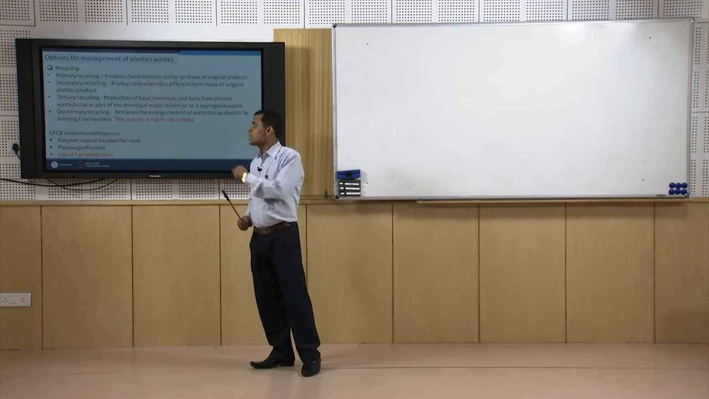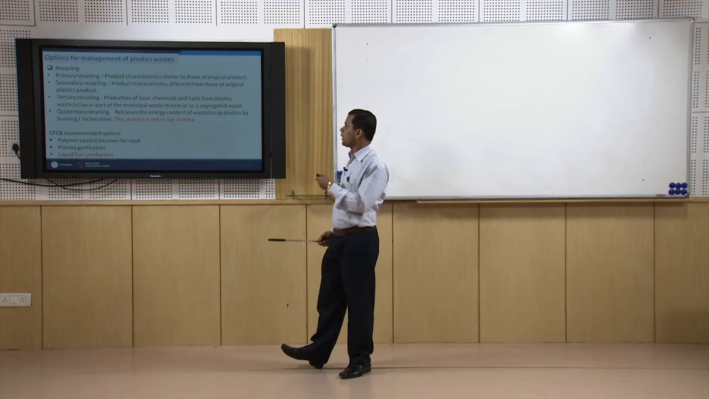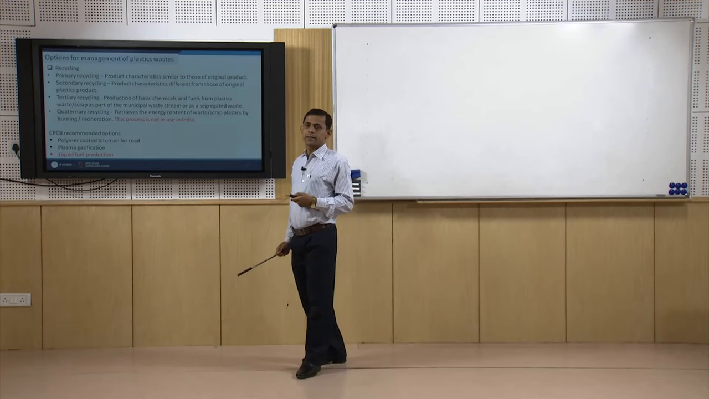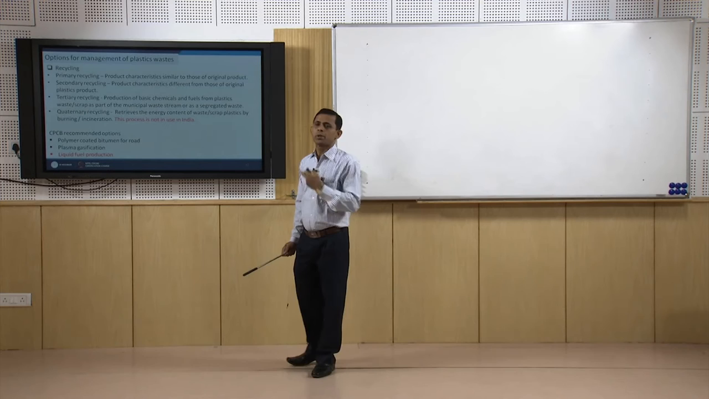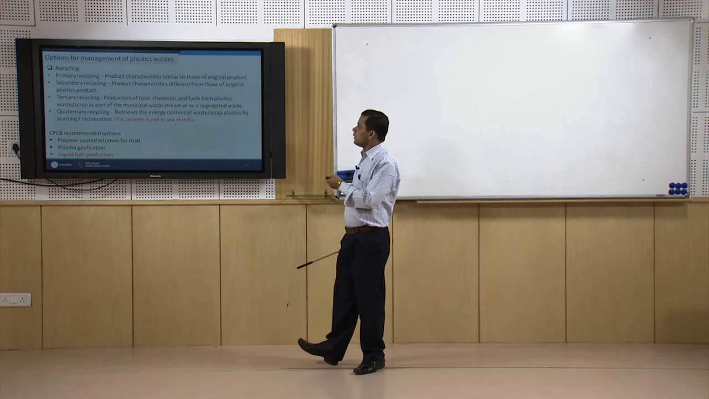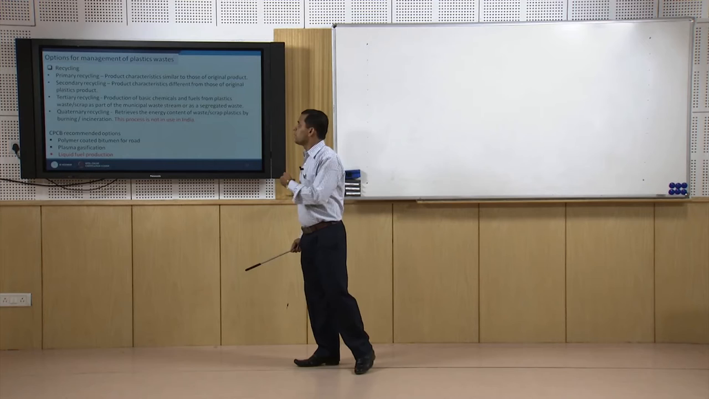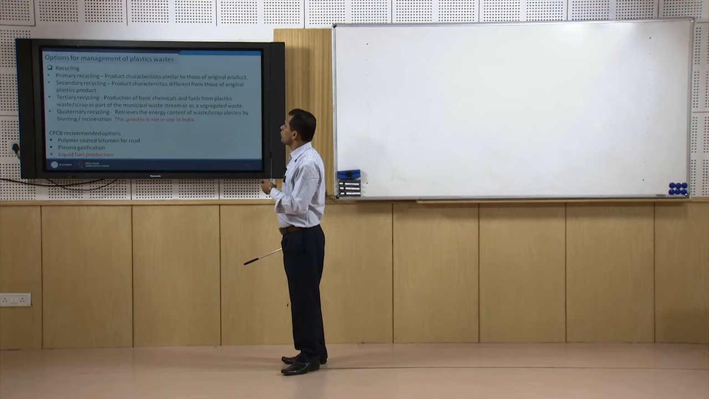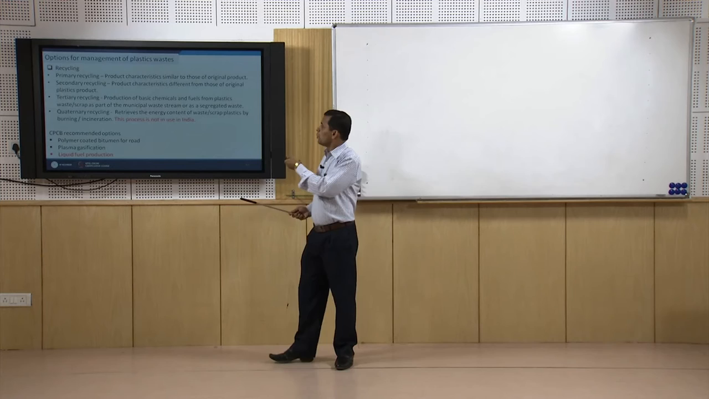Recycling is basically of four types: primary recycling, secondary recycling, tertiary recycling and quaternary recycling. Primary recycling means plastics will be used to produce a similar type of product. In secondary recycling, product characteristics will differ from those of the original plastic products. The third category will produce products having characteristics of basic chemicals and fuels, from the waste as scraps, as part of the municipal waste stream or as a segregated waste. So this is our concern.